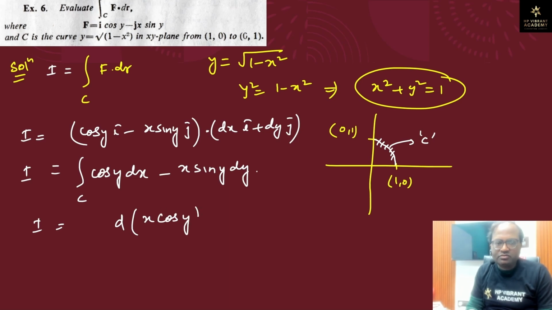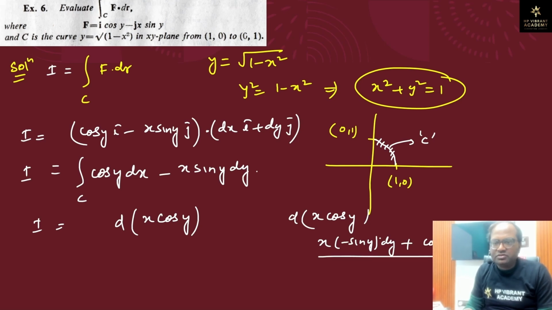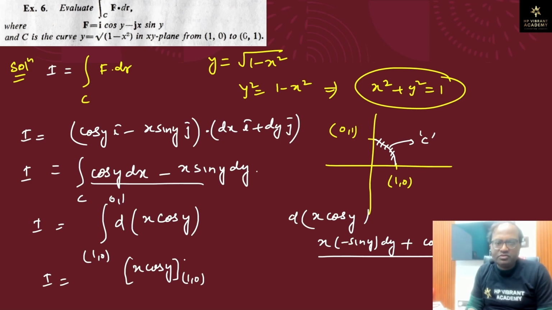x cos y. If we differentiate this x cos y, this will be equal to x times the differentiation of cos y, which is minus sin y dy, plus cos y dx. So this is similar to this expression, cos y dx minus x sin y dy. The integration is from the coordinate 1 comma 0 to 0 comma 1. So let us place the value. The integral of this will be x cos y, and let us place the limit from 1 comma 0 to 0 comma 1.